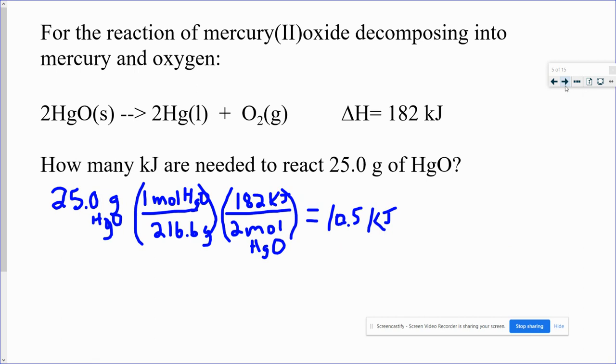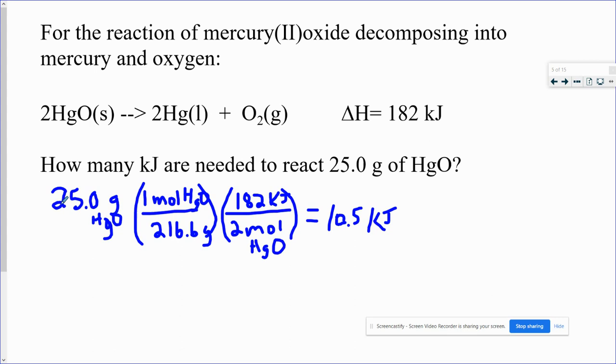Let's try another one. For the reaction of mercury(II) oxide decomposing into mercury and oxygen, again, I need my balanced equation. 2 moles of HgO goes to 2 moles of Hg plus a mole of O2. And the heat is positive 182 kilojoules. So I know that that much heat has to be put in to make this happen. And this question then is, how many kilojoules are needed to react 25 grams of mercury(II) oxide?